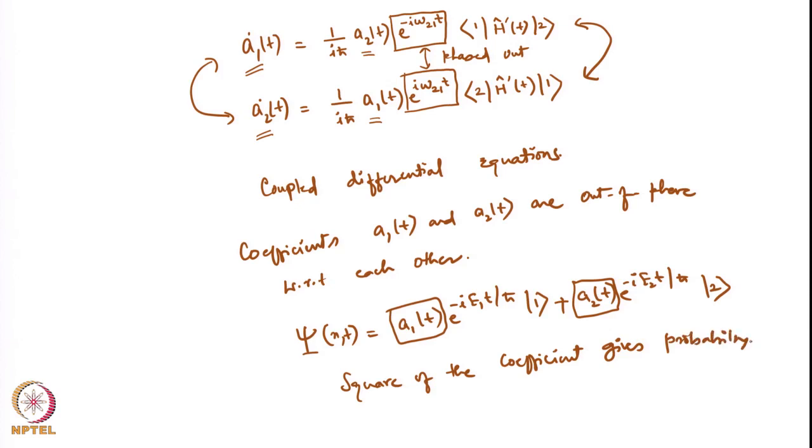Therefore, when you see that a1 and a2 are out of phase with respect to each other, that means if the probability of finding the state 1 goes up, the probability of finding the state 2 will go down. Similarly, if the probability of state 2 goes up, then the probability of state 1 will go down. So they are out of phase with respect to each other.